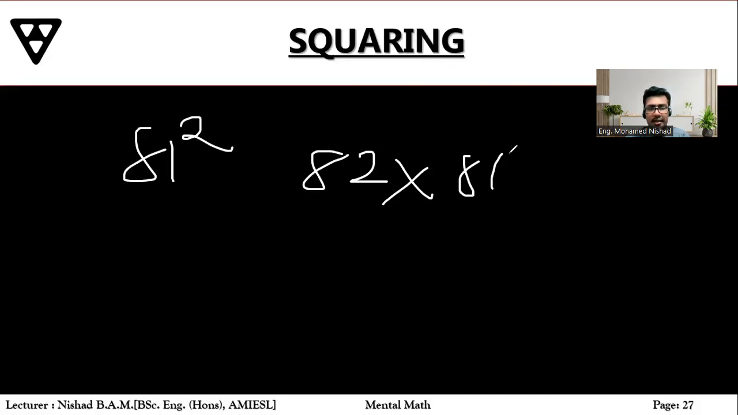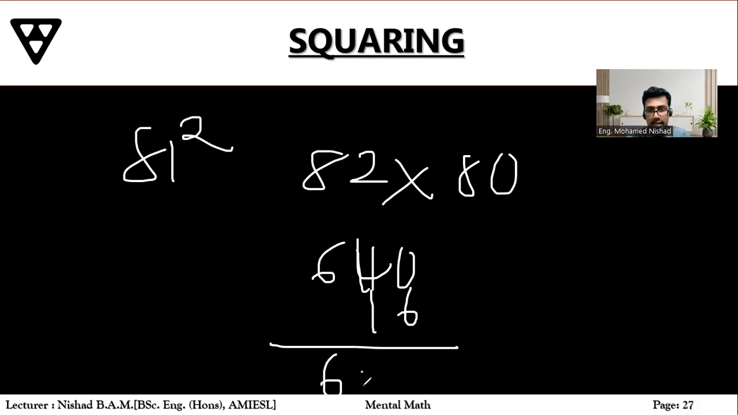82 times 80, just 8, okay. 8 times 8, 64. 8 times 2, it will be 16. So 64 plus 16, how much? Sorry, 8 times 8, it will be 640. And 8 times 2, it will be 16. So if you add these two numbers, 656 is the answer.